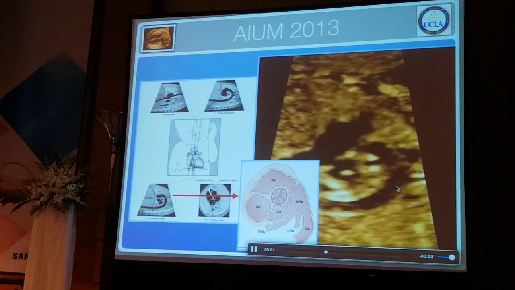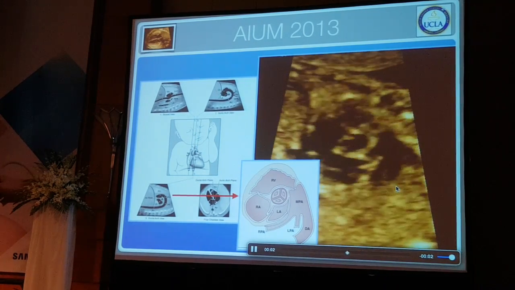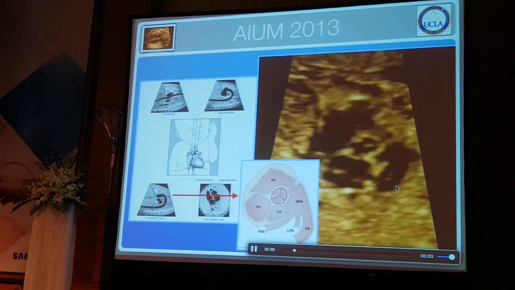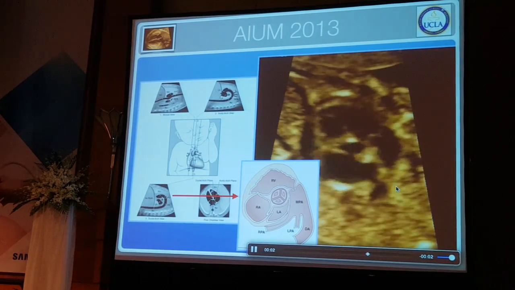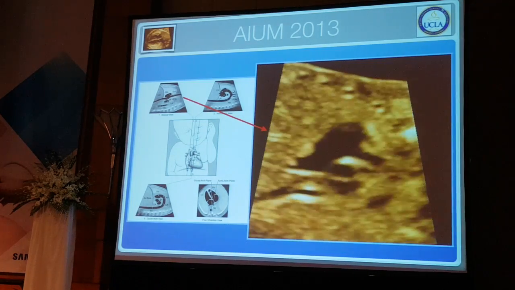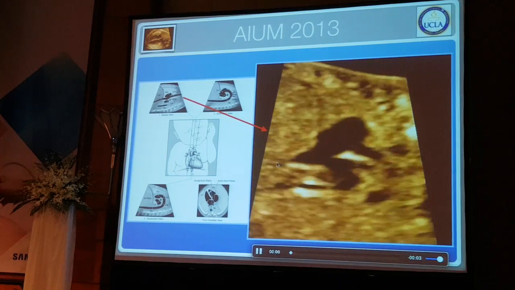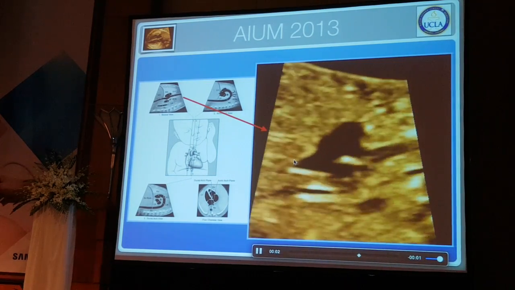Sometimes the right and the left do not come off the PA, and then you might be fooled. So you need to be able to make sure you're seeing the right and left pulmonary arteries. Here's just a sagittal view showing the SVC and the IVC.